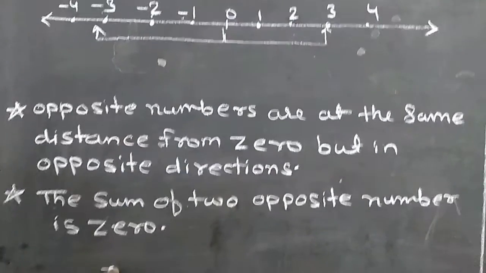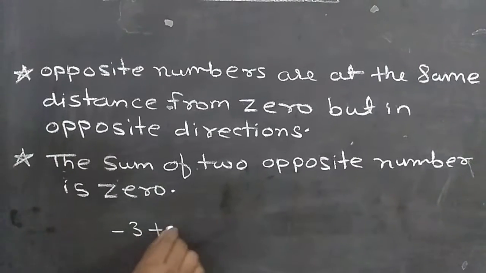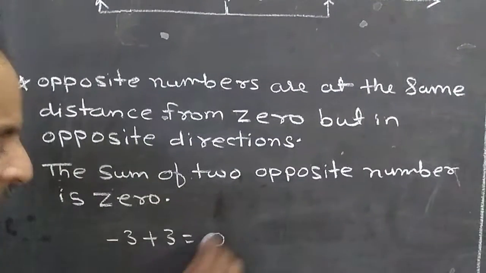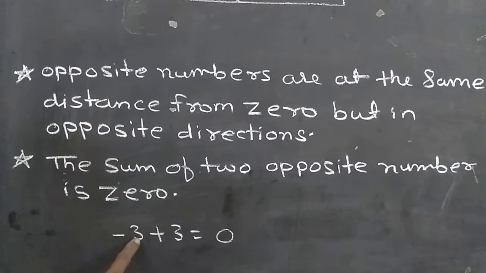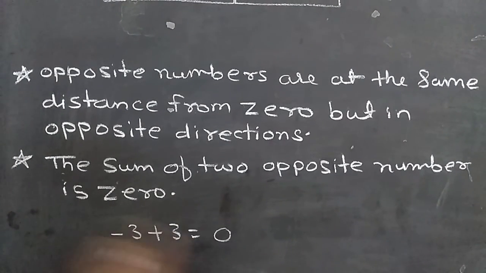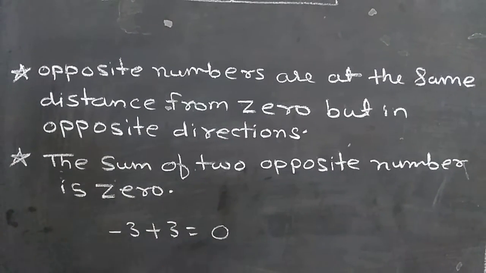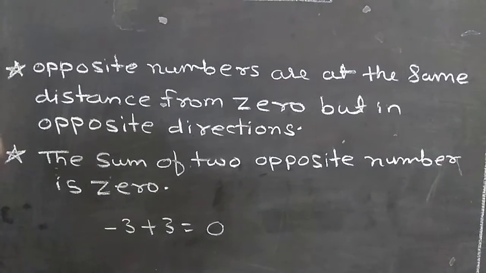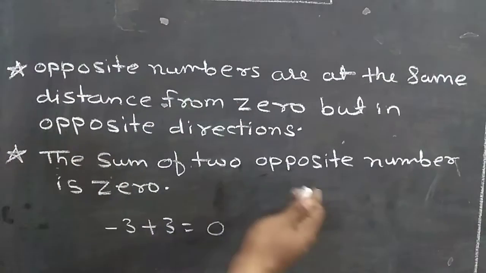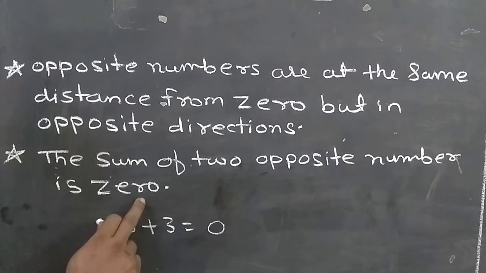If we add minus 3 and plus 3, minus 3 plus 3, we will get 0. Why? Plus and minus, 3 minus 3, it will be 0. And as we have already studied in the previous part, 0 is signless. So the sum of two opposite numbers is 0.